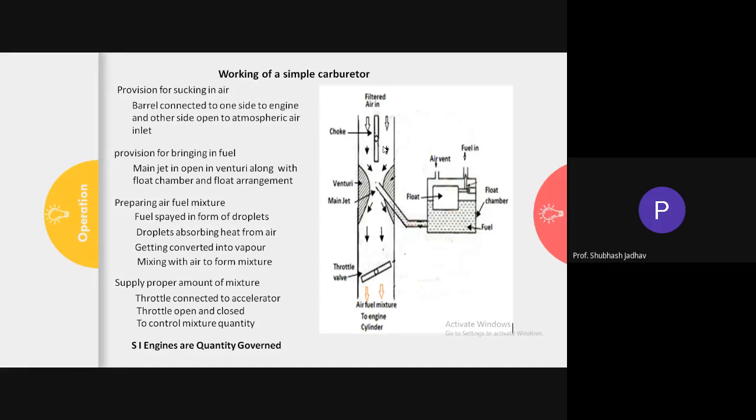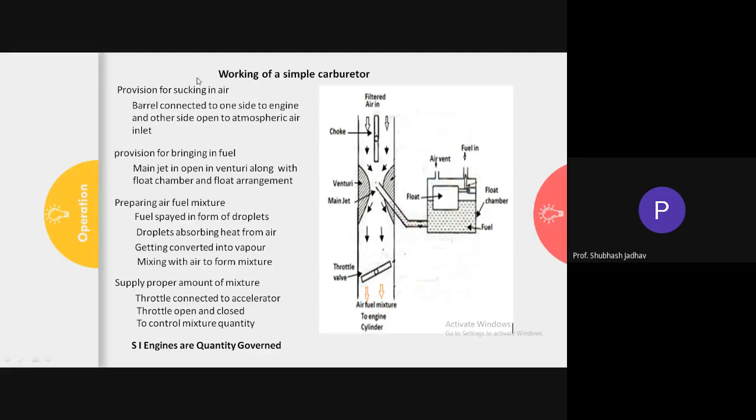Have I cleared the point? Yes sir, clear. Okay. Any other doubt? Anybody having any other doubt related to quantity governing? Related to this particular four points, provision for sucking in the air.